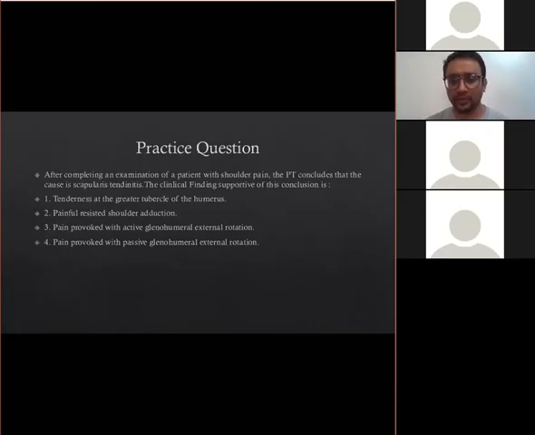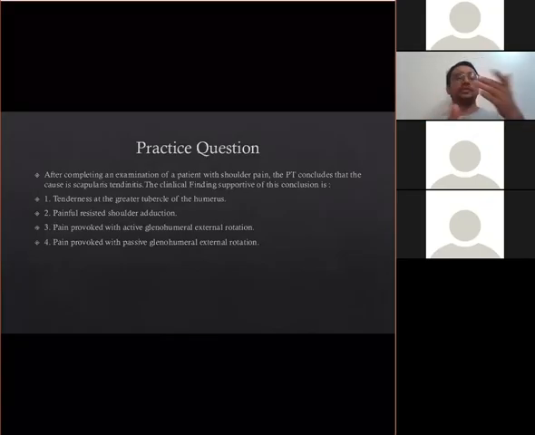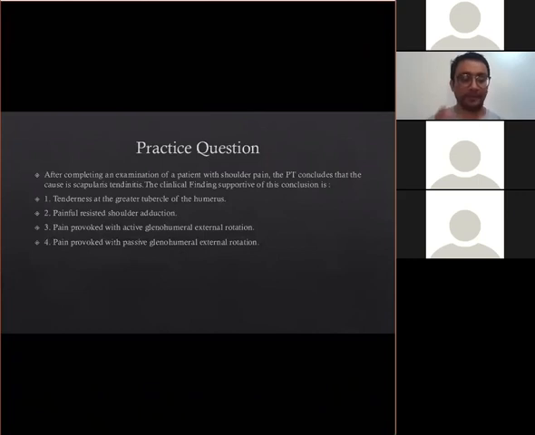The clinical finding supporting this conclusion is based on the discussion we did. If the question gives you active range of motion, passive range of motion, resisted isometric testing, now you will be able to answer the question. But now here they don't have that information. You have to reverse think. They're already telling you subscapularis tendinitis is the problem. You have to think in a backward manner. So if subscapularis is the problem, if you have to do active range of motion, okay, what direction would you test it?